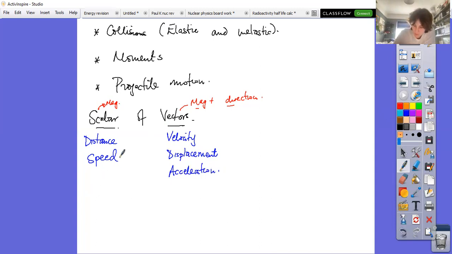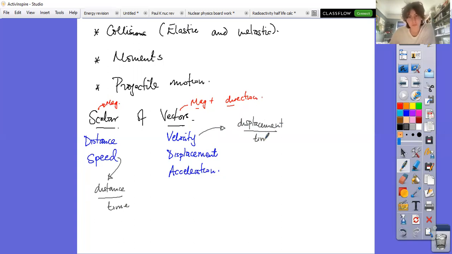So what's the formula for speed? Can you remind me? Distance over time. Correct. And the formula for velocity? Displacement over time. Correct. Or rather, we normally say the change in displacement, or the change in distance over time. You're absolutely right. Displacement over time.